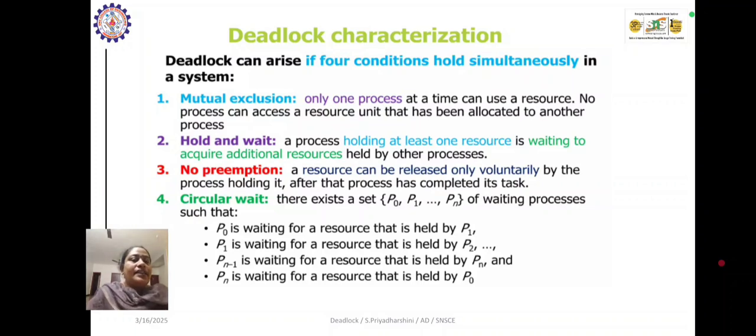The next condition is circular wait. So there exists a set P0, P1, etc. up to Pn of waiting processes such that P0 is waiting for a resource that is held by P1, P1 is waiting for a resource that is held by P2, Pn minus 1 is waiting for a resource that is held by Pn, and Pn is waiting for a resource that is held by P0. So these are the 4 conditions that hold simultaneously in a system that make a deadlock arise.